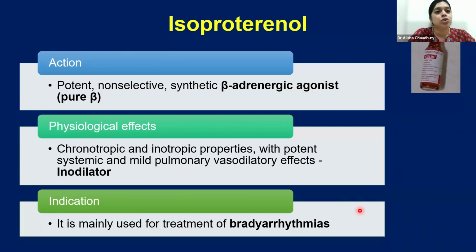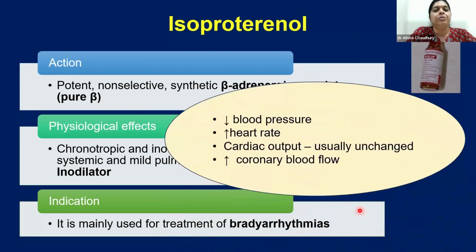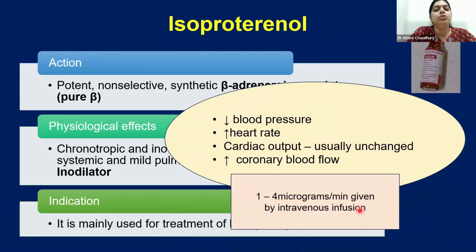You would most commonly have used this drug in your ICU for patients coming with heart blocks, so bradyarrhythmias. It will decrease blood pressure a little because of beta 2 action. Remember, pure beta action, so beta 1, beta 2, increases heart rate, not much effect on the cardiac output. The dose you start is 1 to 4 micrograms per minute given by IV infusion.